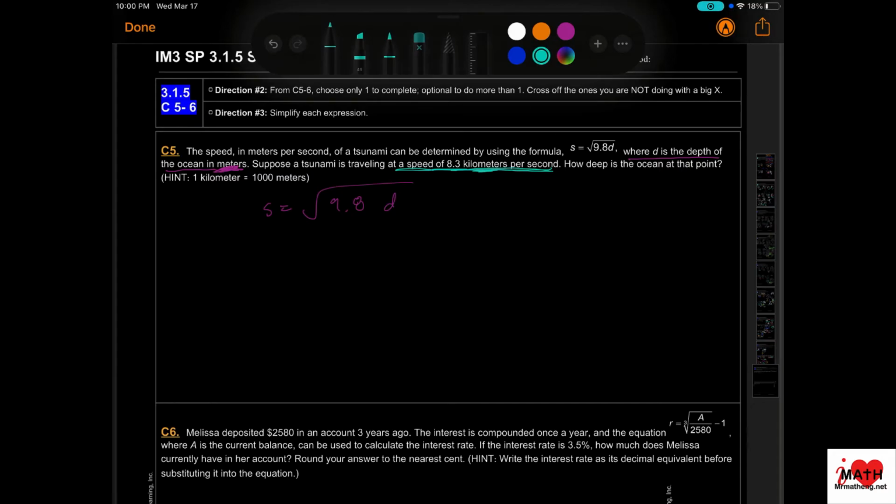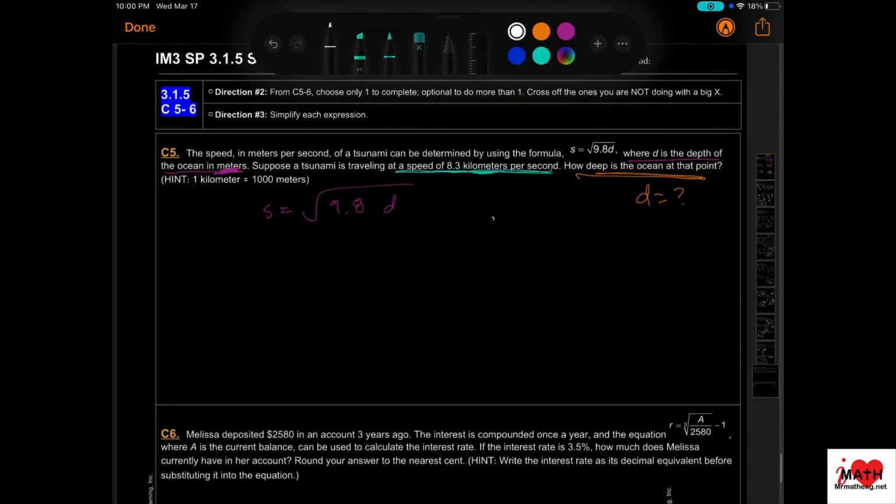How deep is the ocean at that point? So this one is more like, what is D, right? How deep is the ocean? Now, it tells us to convert kilometers into meters. Okay, so I like to do conversions by writing them out.